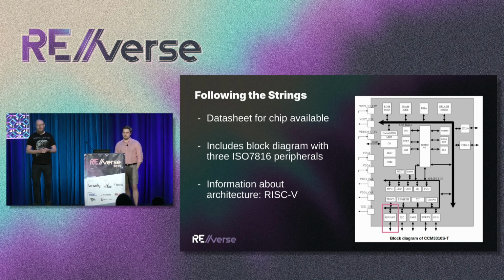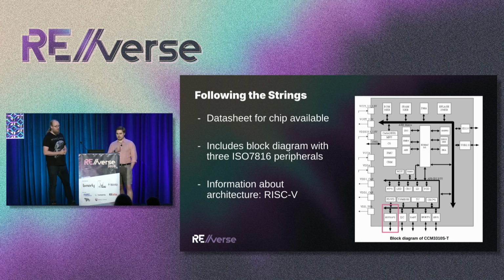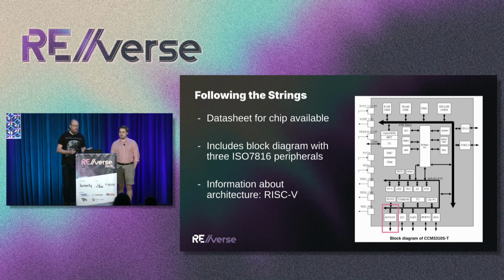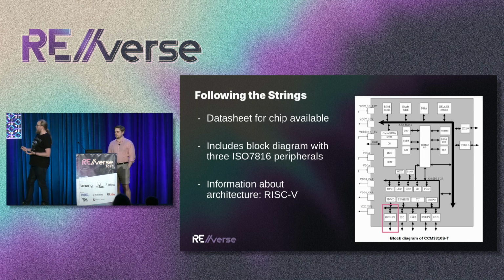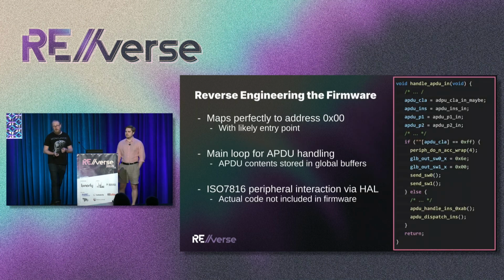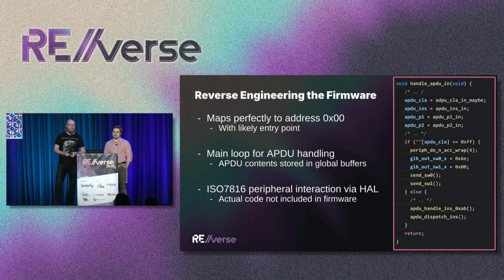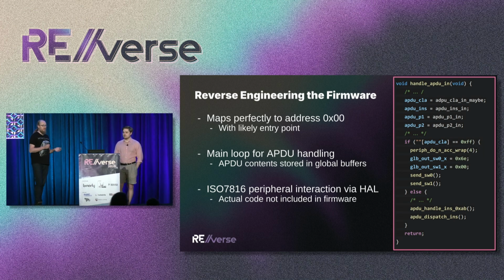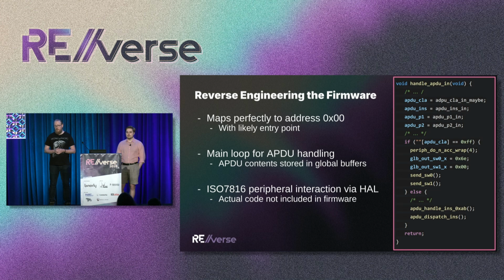We also got some information about the used instruction set architecture, which was RISC-V, which I at the time found very exciting because it was 2023 when we started this, and having RISC-V in the wild was the first time I at least saw it. So we happily started reverse engineering the firmware, and luckily it mapped directly to address 0x00, so no guessing of the base address, really nice and convenient.